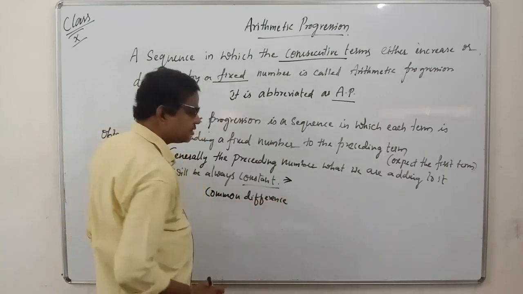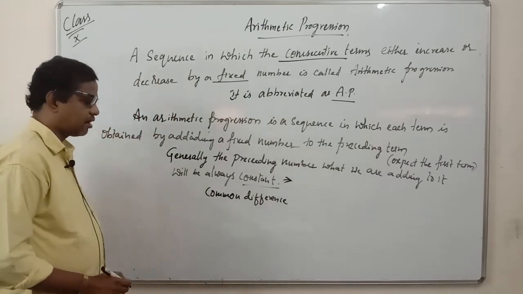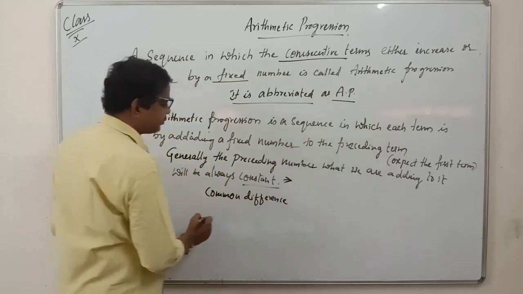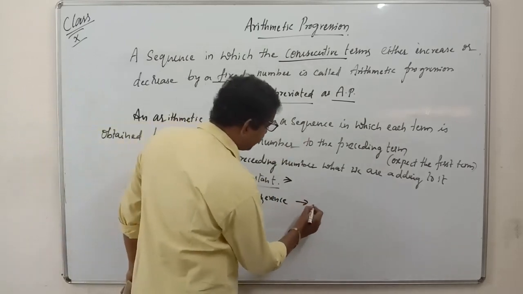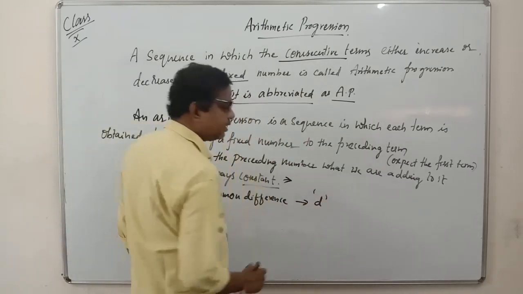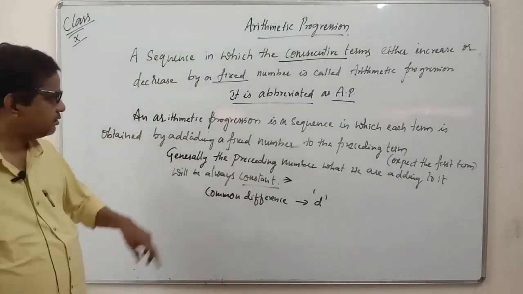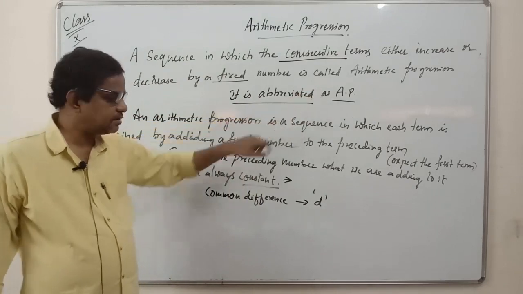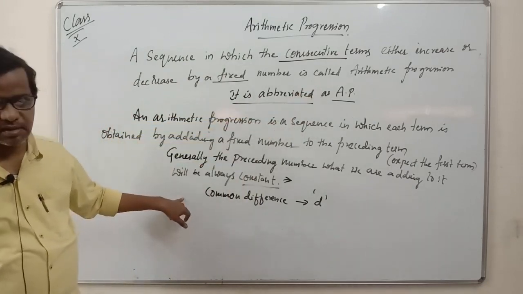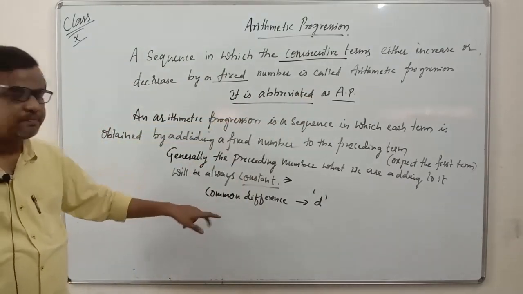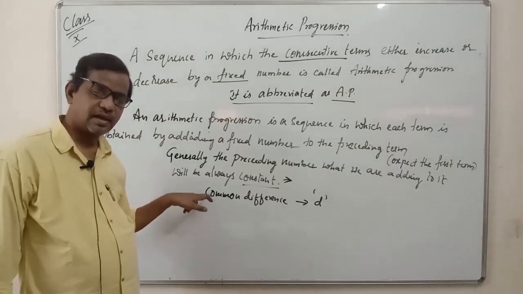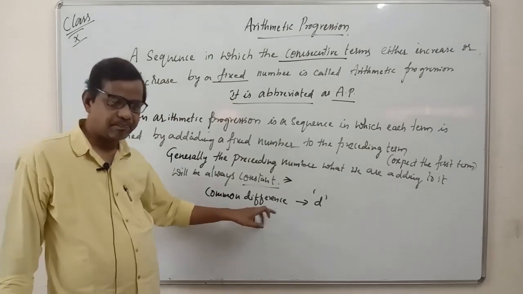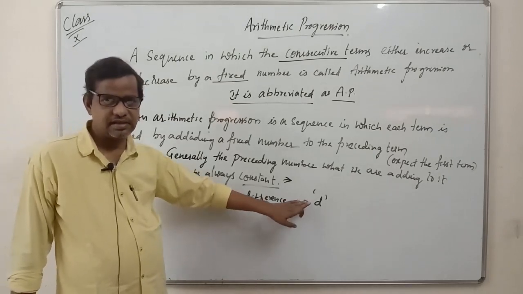What do you call this number? This number is called the common difference, and it is abbreviated, as I told you here, as d. It should be small d. Here arithmetic progression is abbreviated as AP, which is in capital letters, whereas the constant number which you are adding to the consecutive number is called the common difference, and that common difference is denoted by the letter d, which is small d.